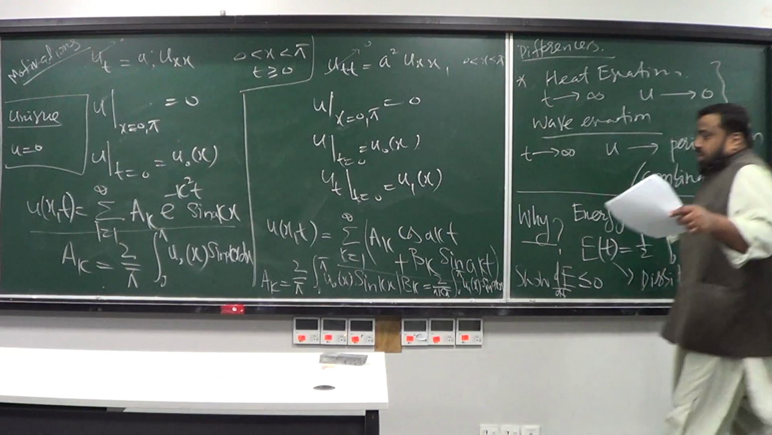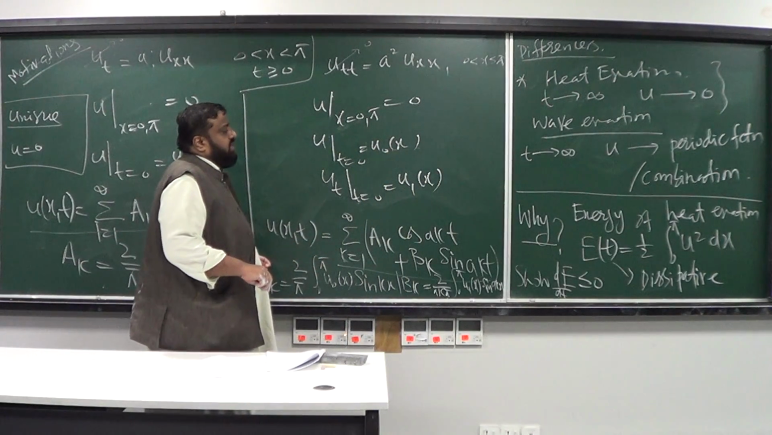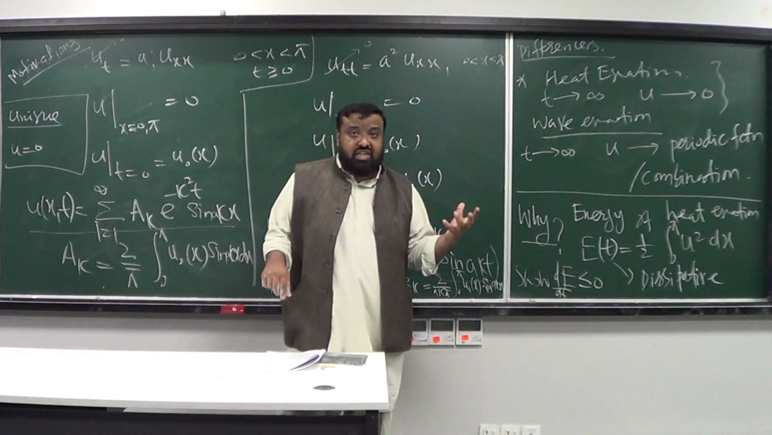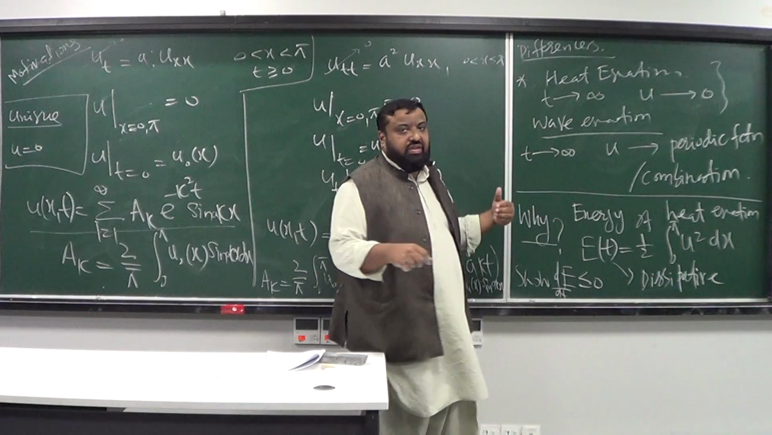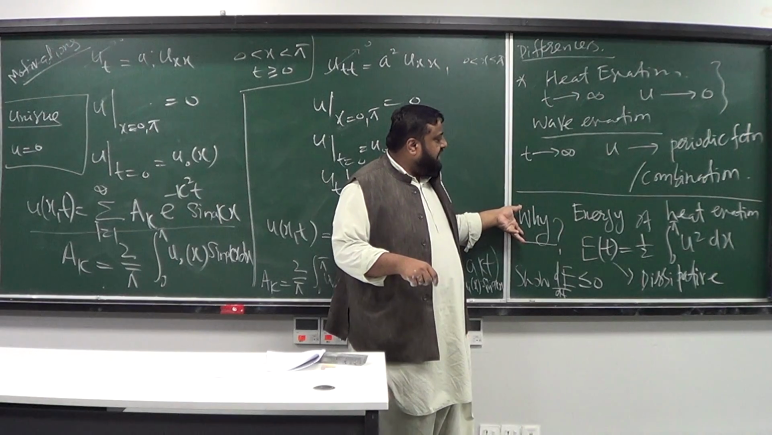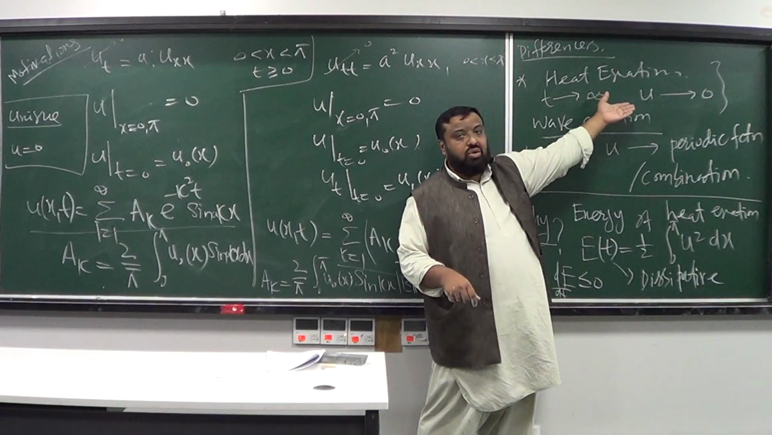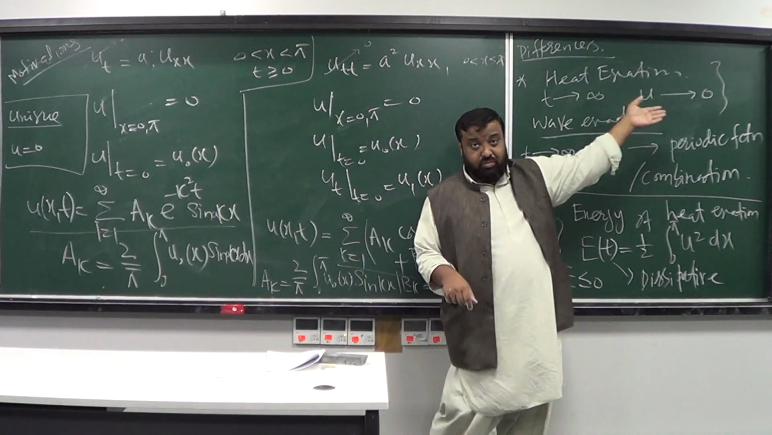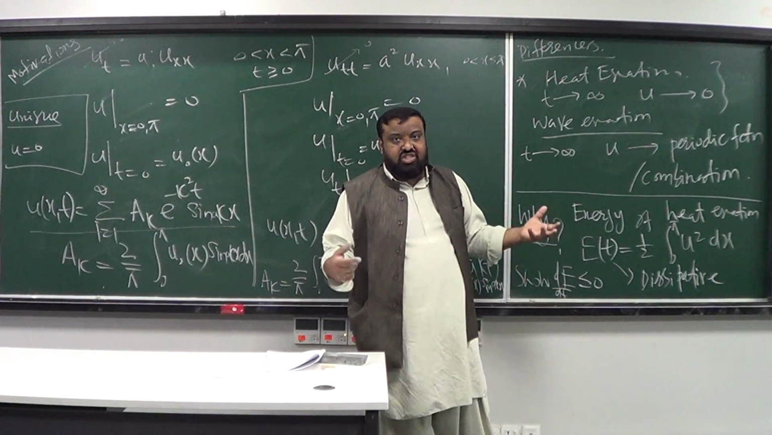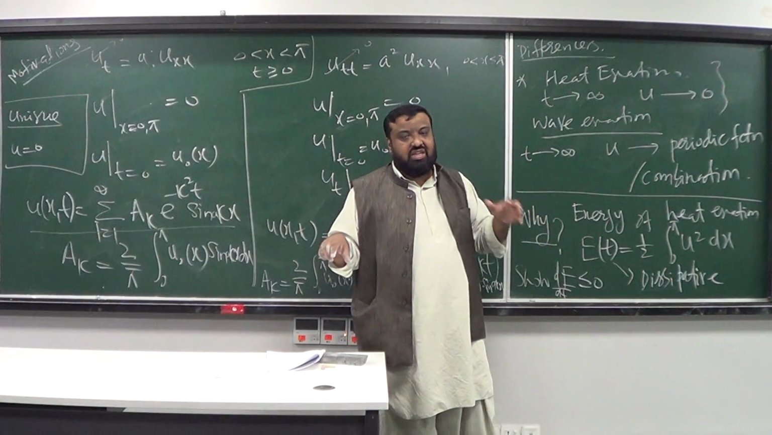While in case of the wave equation, the energy does not decay. So the system, in case of the wave equation, is non-dissipative. Since here the energy of the system is decaying gradually, the u goes to an equilibrium point. While in case of the wave equation, since the energy is non-dissipative, it's constant.